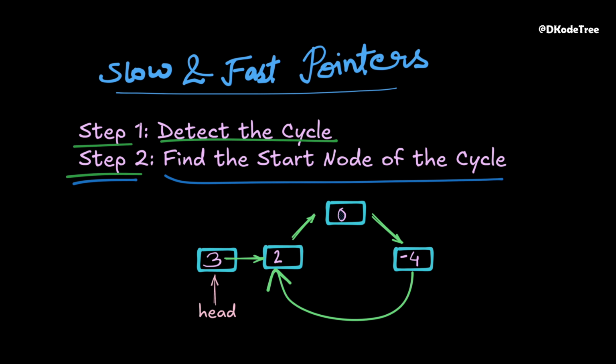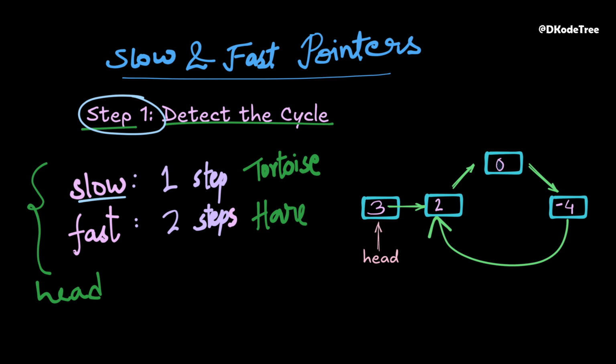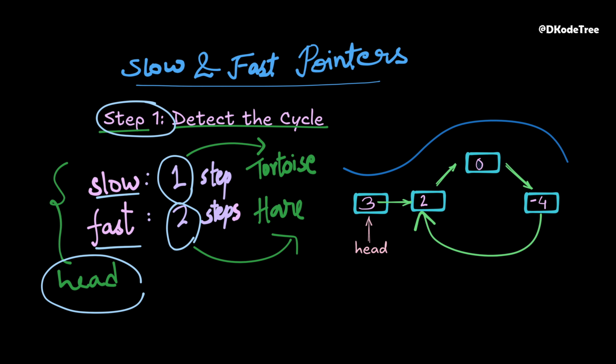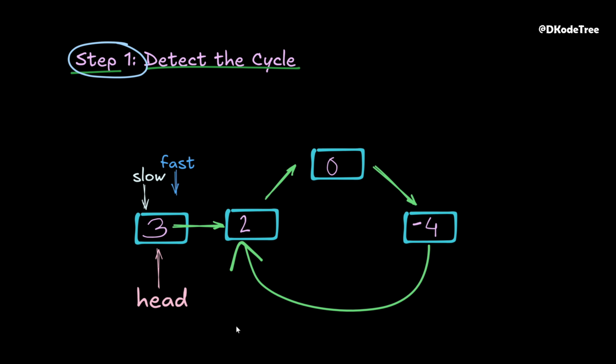This first step is exactly the same as we did in the previous problem. We take 2 pointers, slow and fast. Initially, both of them will be at the head. Slow moves by 1 step at a time and fast moves by 2 steps at a time. So we can compare the slow with the tortoise and fast with the hare. And while traversing the linked list, if at any point both the slow and fast pointers meet, then there is a cycle. So initially both the slow and fast pointer are pointing at the head.